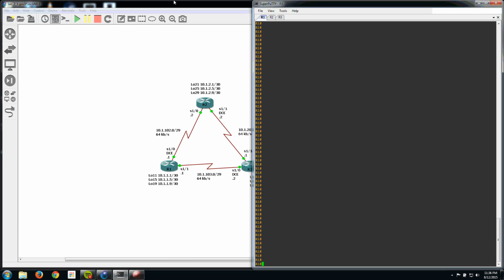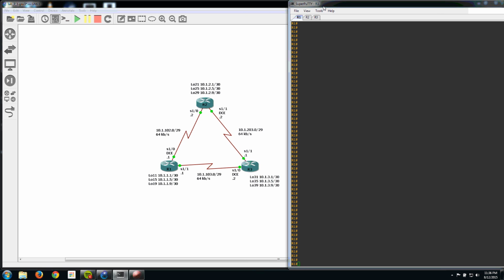Alright, YouTube, I thought we'd kick off the night here with a new lab. This one is actually Chapter 2, Lab 2.1, EIGRP load balancing out of the new Route Lab book. This one's pretty simple to get through.